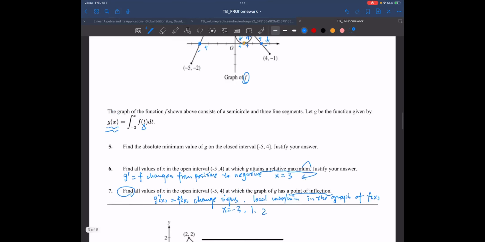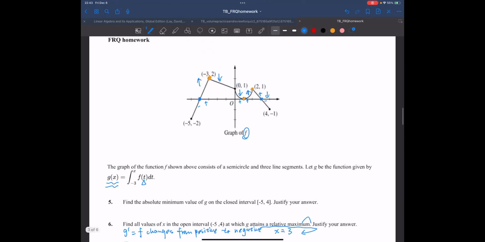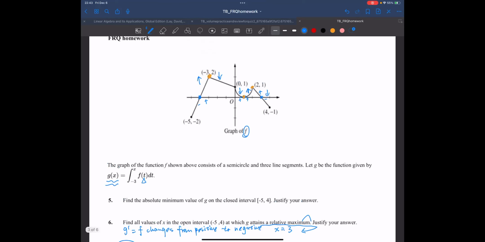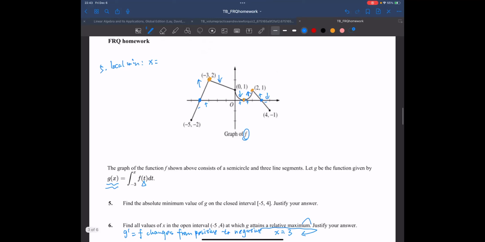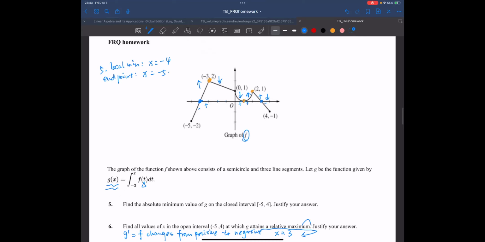Yes. Okay. And the final question, question 5, absolute minimum. So we can see the local minimum here, x equals 1, 2, 3, 4, -4. And we can see the endpoints here, x equals -5 and x equals 4.